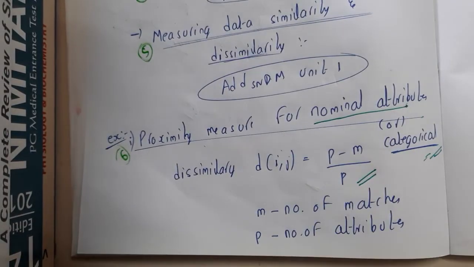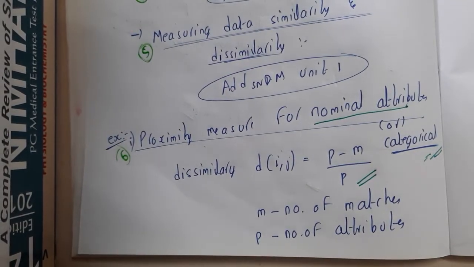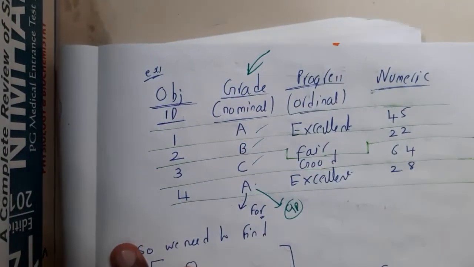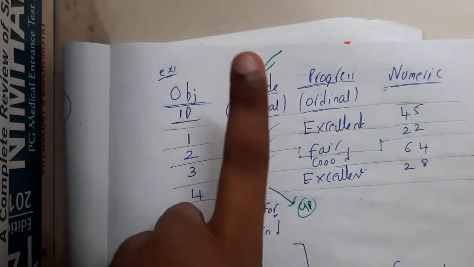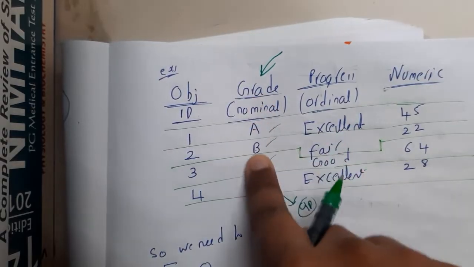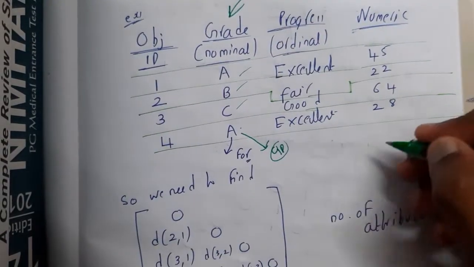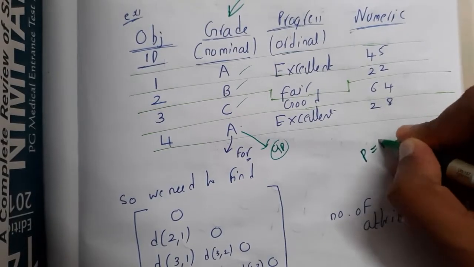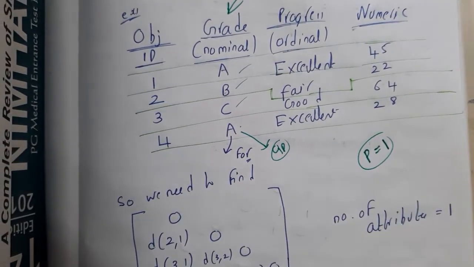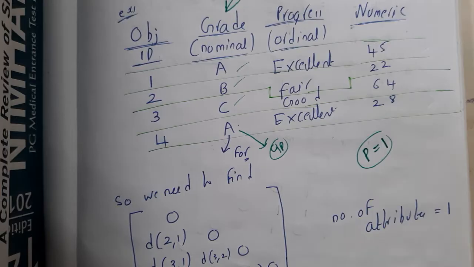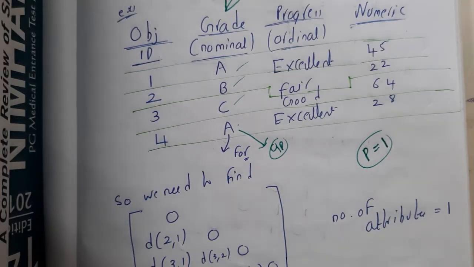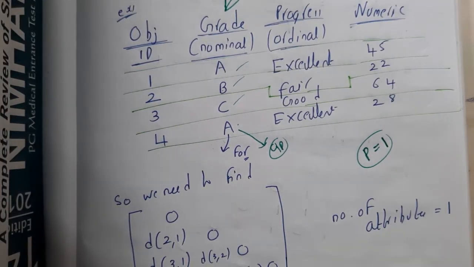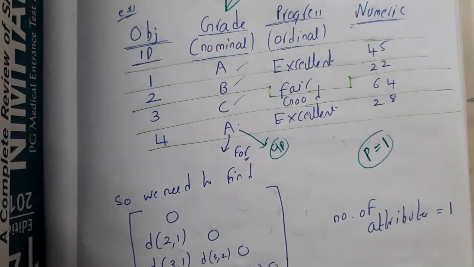Similarly, P is nothing but the number of attributes. For this question, how many attributes do we have, guys? 1, right? We have only a single attribute which is nominal. So the number of attributes P is fixed to 1 for this question. Your question will be, how will a 2-attribute question look? That is the reason why I have brought that type of question also.